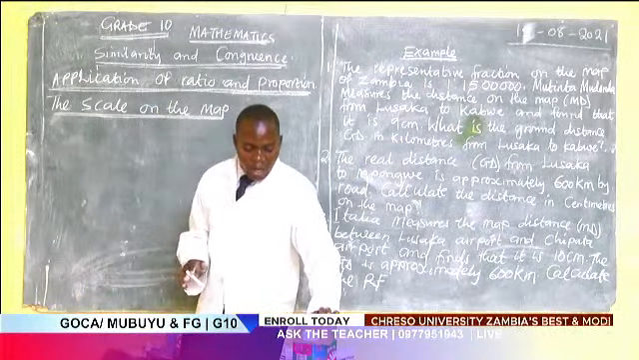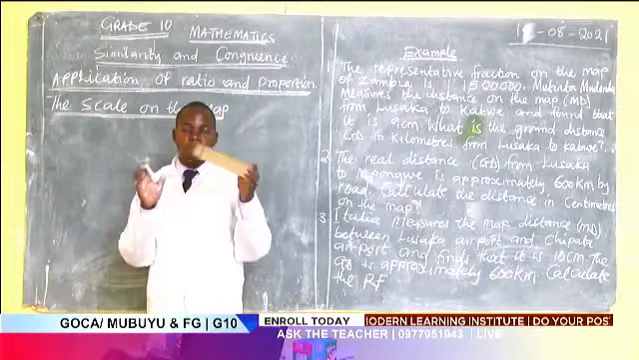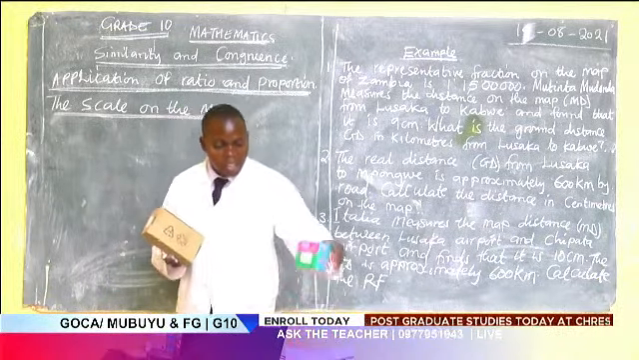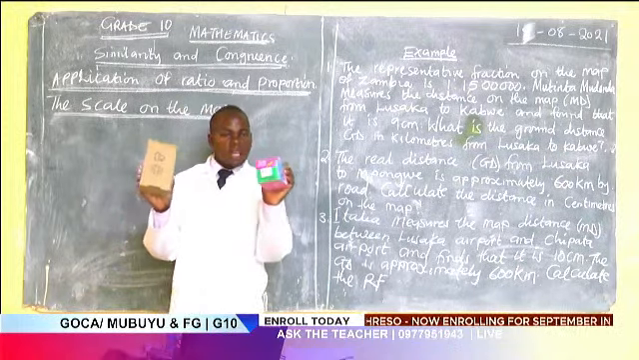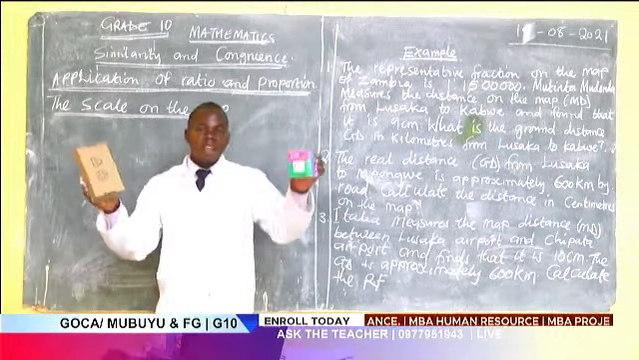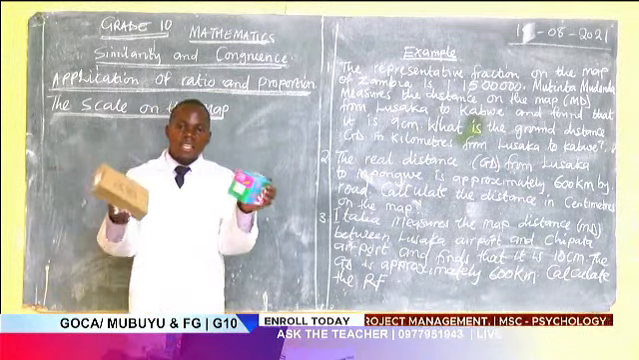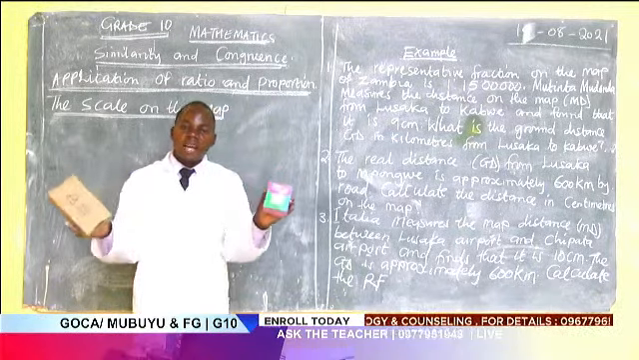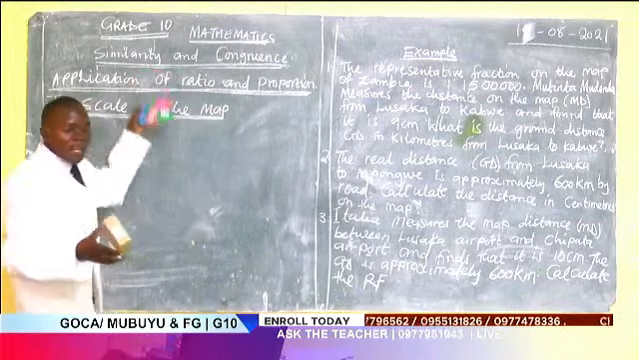So when I get this box here, you discover that this box is a cuboid, okay? And when I get another one here, it's also a cuboid. So these two are not the same size, but they both have 6 faces. Even this one also has 6 faces. But when you look at the size, they are different. So they are similar in nature, okay? That is what we call similarity.